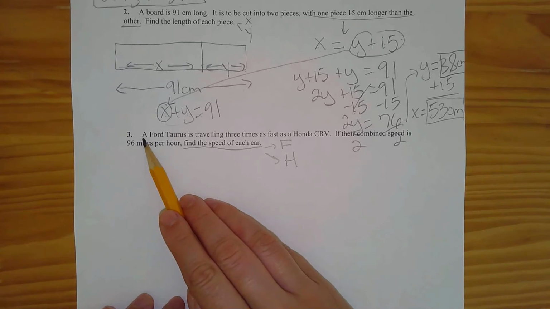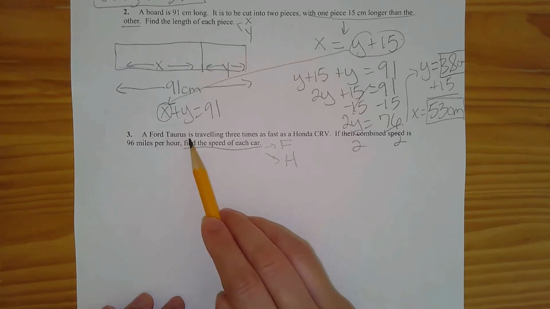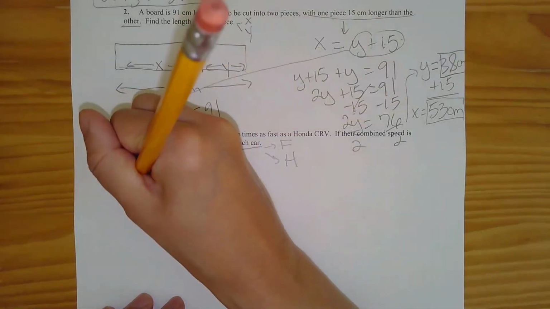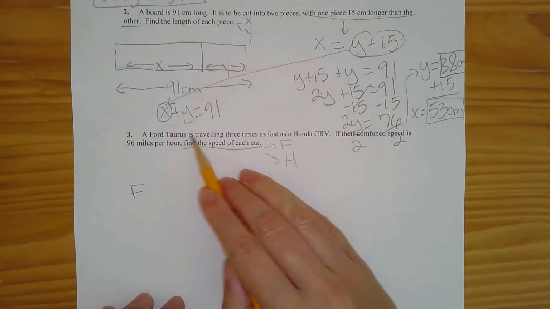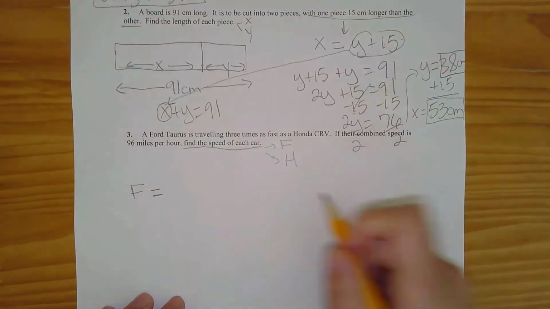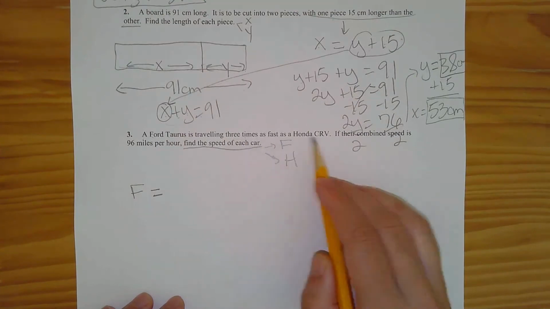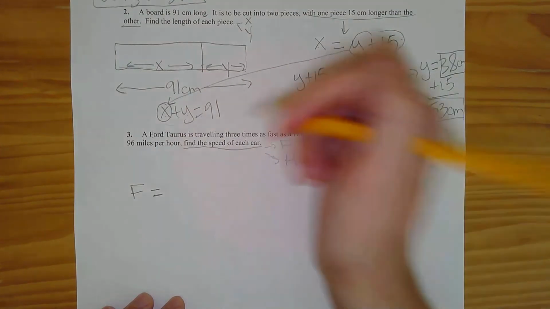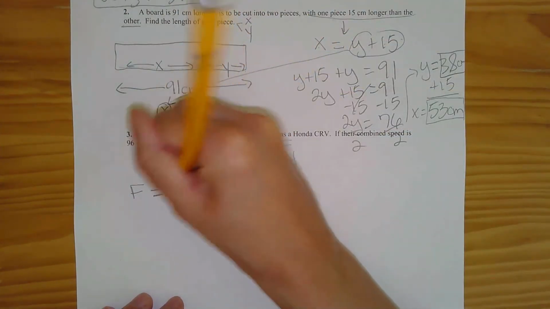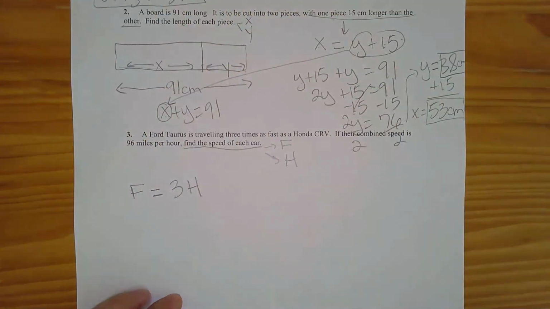So our first sentence says that the Ford Taurus is traveling. So the Ford Taurus would be an F. Is traveling, so there's my equals, 3 times as fast as the Honda. So 3 times as fast would be multiplication, be 3 times H. And that's my first sentence, and that'll be my first equation from that sentence.